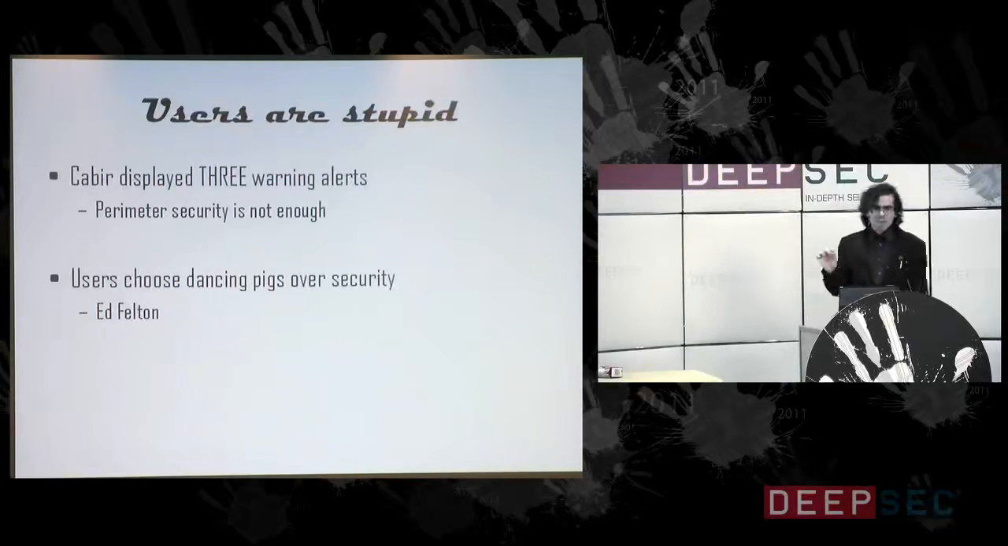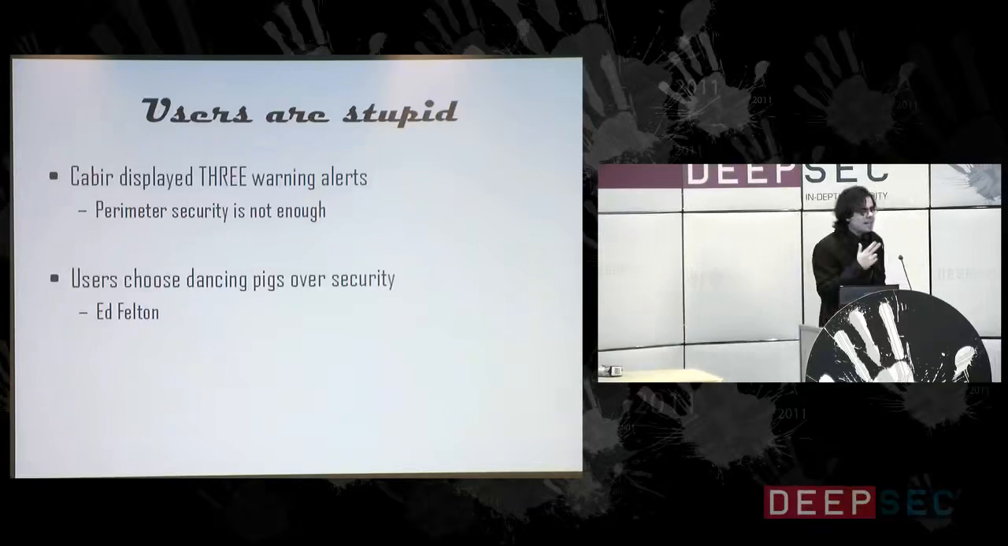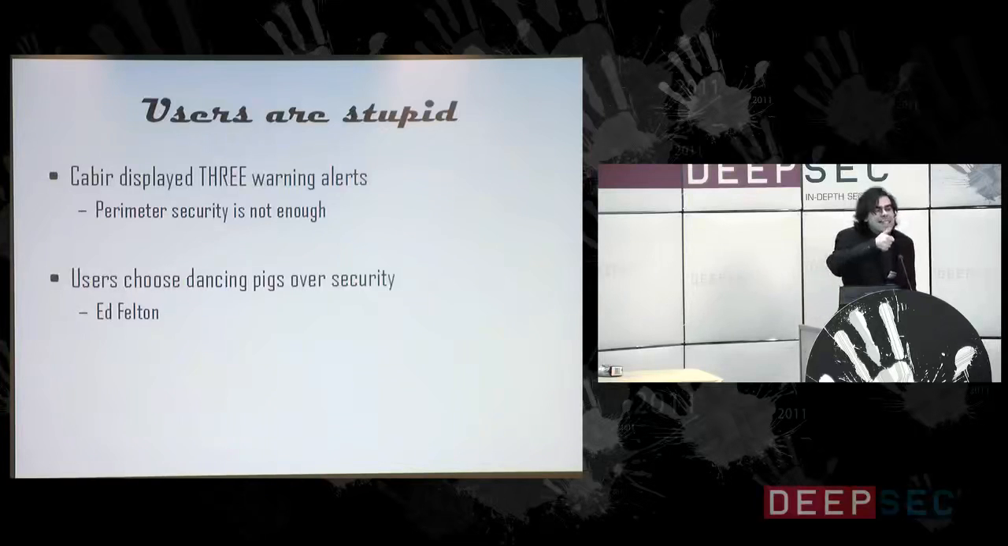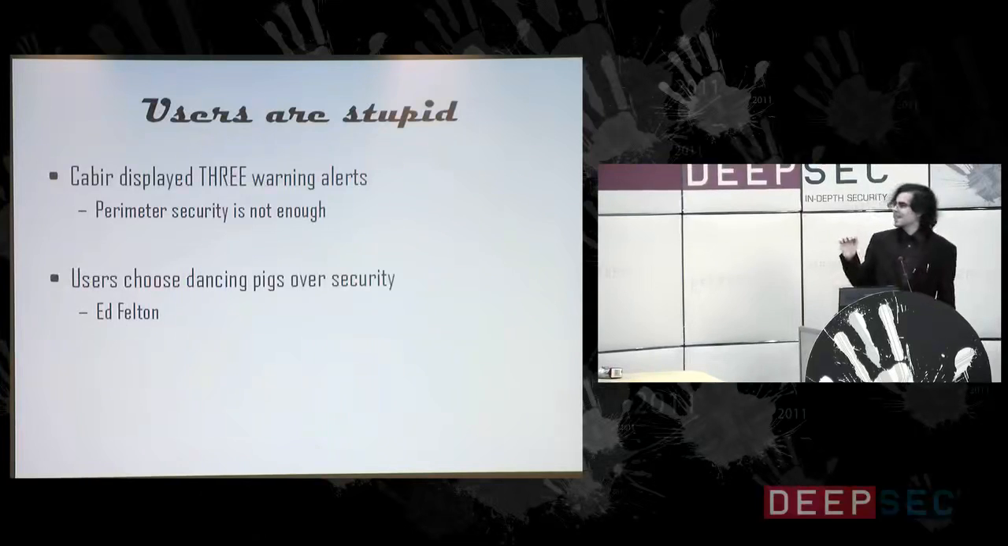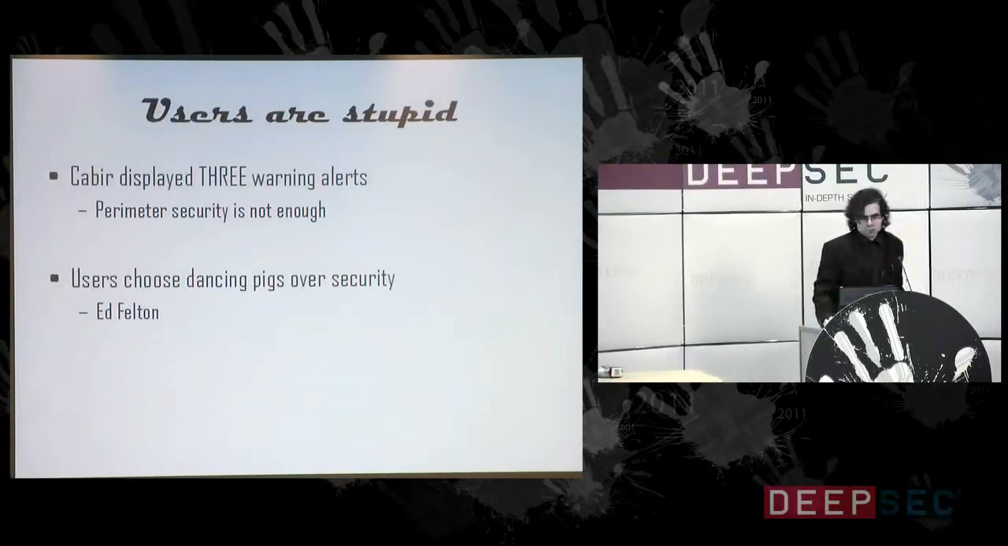And the next problem is that users are stupid. There was a Symbian virus, it was called Kabir. It displayed a total of 3 warnings. Not 1, not 2, 3. But the users clicked next, next, next, next. And there is a nice little sentence, users choose dancing pigs over security.